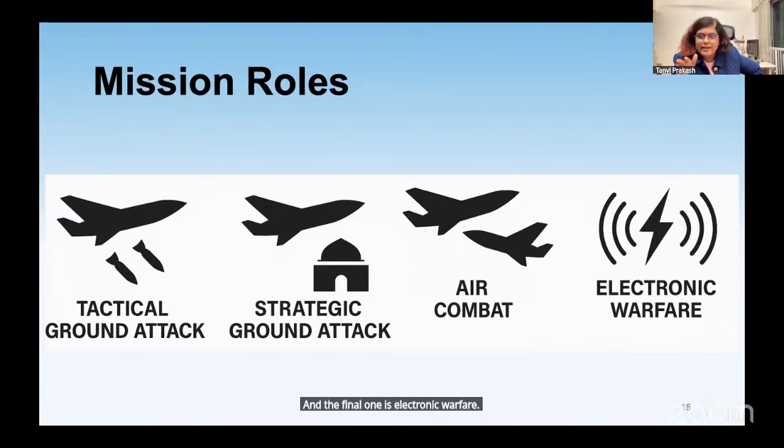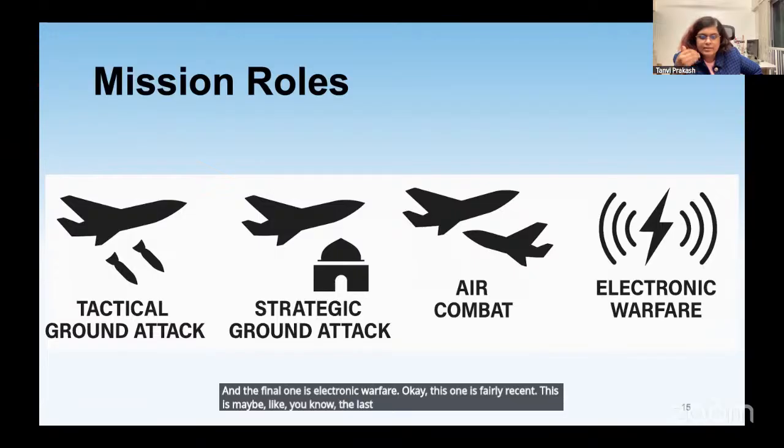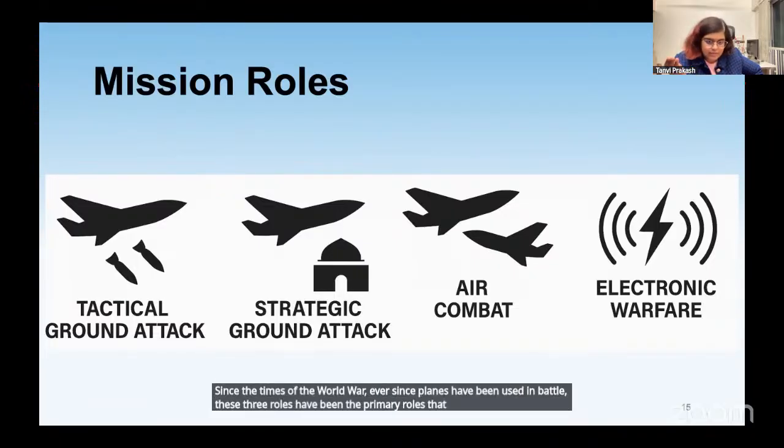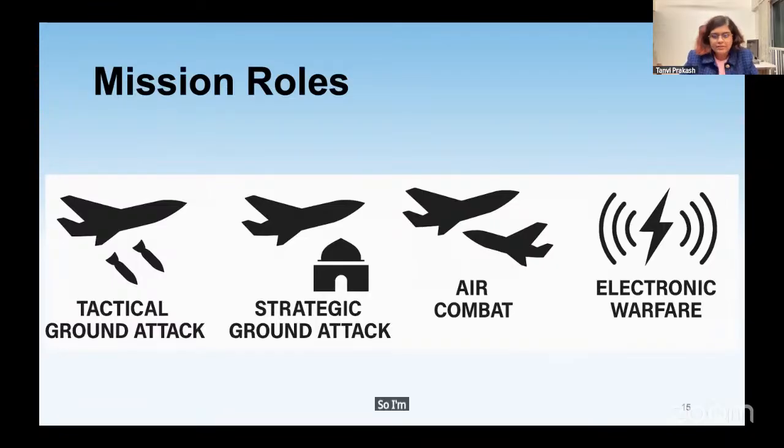This one is fairly recent, maybe the last 20, 30 years, it's really picked up. But the first 3 are as old as fighters themselves. Since the times of the World War, ever since planes have been used in battle, these 3 roles have been the primary roles that attack fighter aircraft have been serving. So I'm going to get into each of these now. I hope everyone is with me so far.